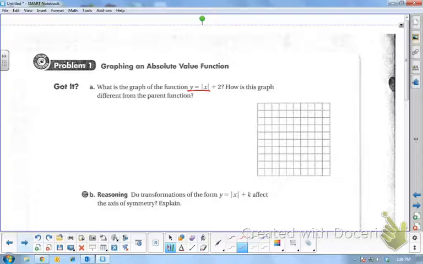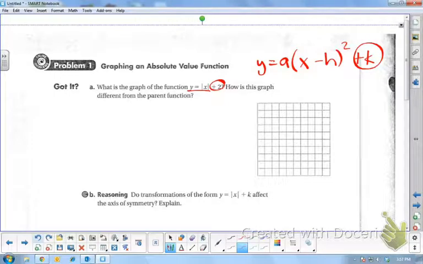So we need to know, well, what does this 2 outside our parent graph do to our function? So think back to quadratics. Quadratics had the y equals a in front of the parentheses, so y equals a(x minus h) squared plus k. So this +2 is in the same spot as the +k on the quadratic, and it's going to do the same thing. This will give us our vertical shift for our absolute value functions.